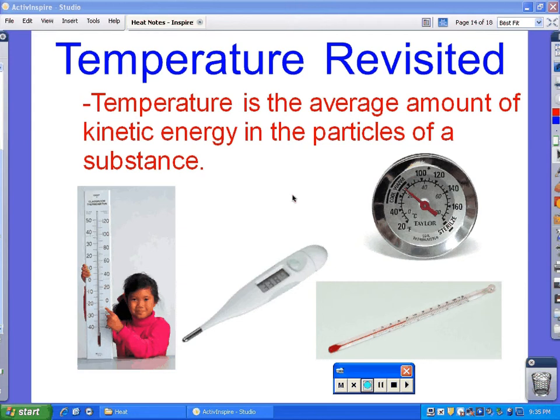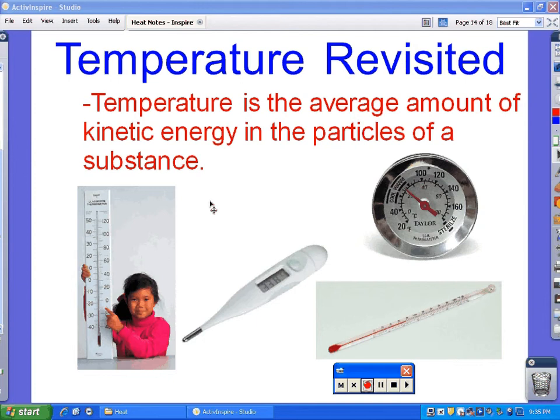The iceberg or the ice sculpture has billions and billions more molecules. So even though they're not moving nearly as fast in the kinetic sense, there are so many more of them that if you add it all up, it has more thermal energy. So remember, it's more like the total versus the average.